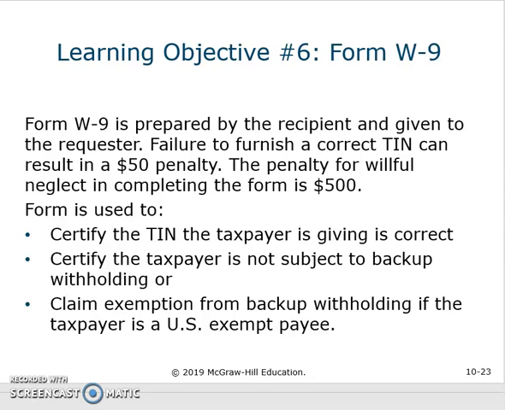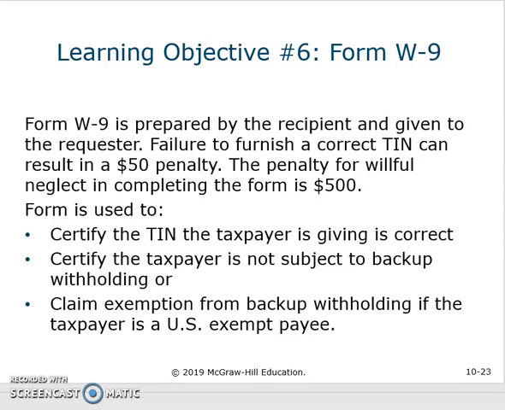So to not have to withhold that 24% backup withholding, the employee or any vendor that you're working with needs to prepare a W-9. This will state their name, business, address, their Social Security number, all of their information that is needed to correctly either give them a W-2 at the end of the year or 1099 if they're self-employed.